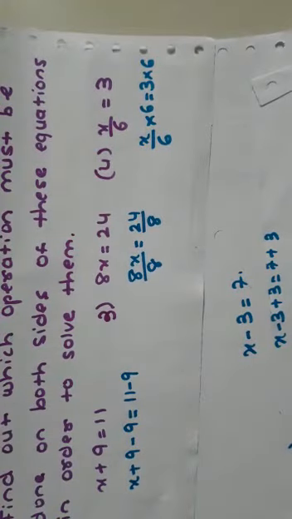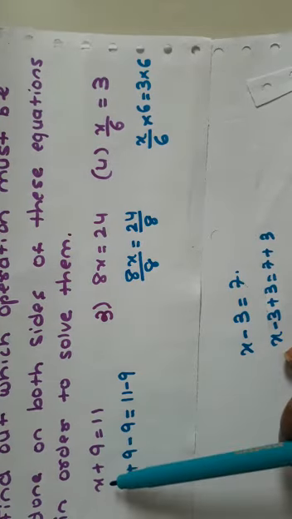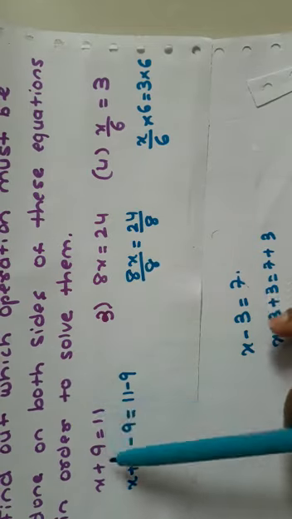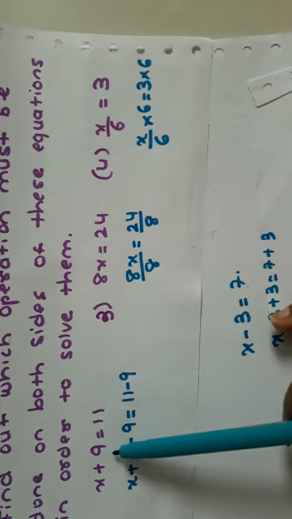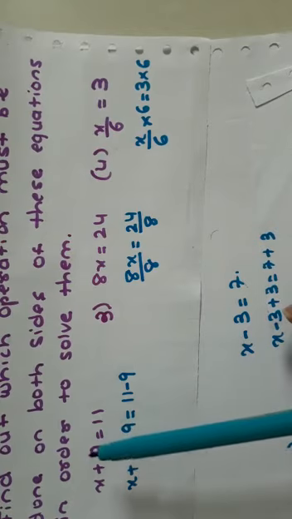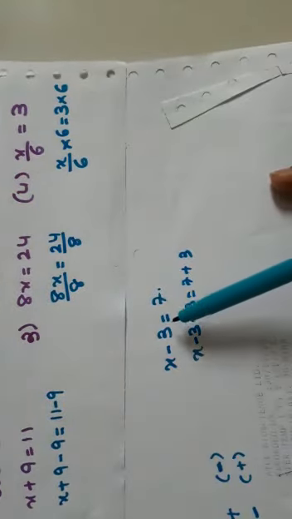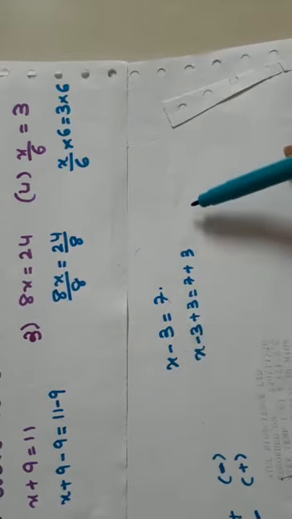We just have to tell the operation which we have to do. So if the number is added to the variable, we subtract the number from both sides. If you subtract the number only from the left hand side, that is considered wrong. You have to subtract the number from both sides. And if the number is subtracted from the variable, we add the number to both sides.